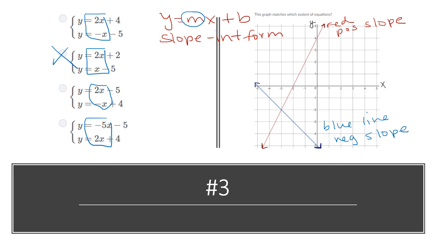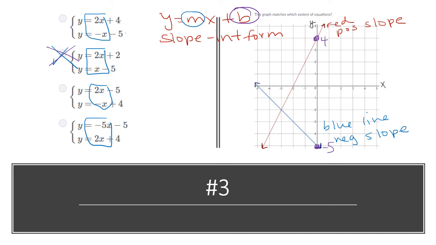Now, another thing that we can do is look at our y-intercepts. If I look here at my intercepts, my b values, my red line's b value is at 4, and the y-intercept of my blue line is at -5. So now I want to have one +4 and one -5. +4, -5. Oh, look, this one we've already crossed out. Still doesn't work. -5, +4, -5, +4. So I wasn't able to eliminate any other choices that way.